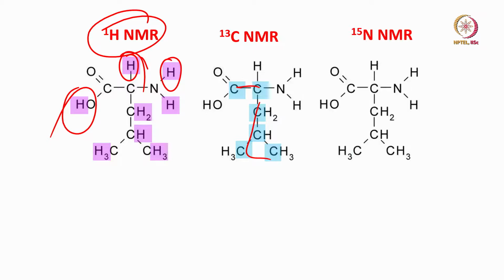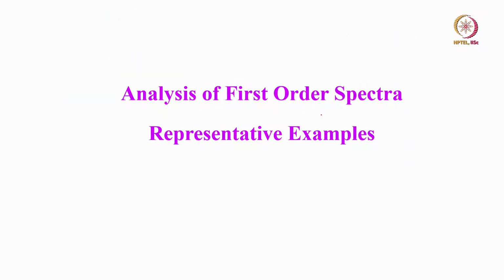If I go to nitrogen 15 NMR, for example, there is only one nitrogen, so I will get information about the nitrogen. So, if you take the NMR spectrum of different nuclei, then what you are going to see is a different type of spectra. The analysis gives you more information about the particular nuclei present in your molecule. So, I will take the analysis of first order spectra, with some representative examples.